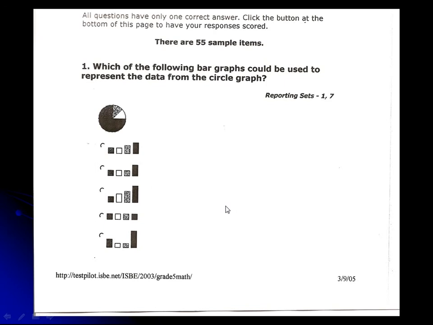Keep going. Oh, this is an easy one. You just have to figure this one out. Yeah. Okay. There's just kind of sample items.